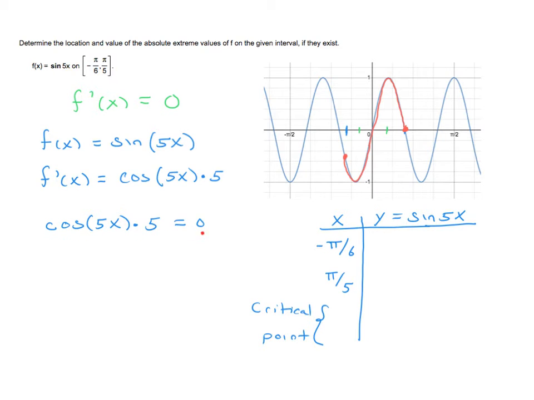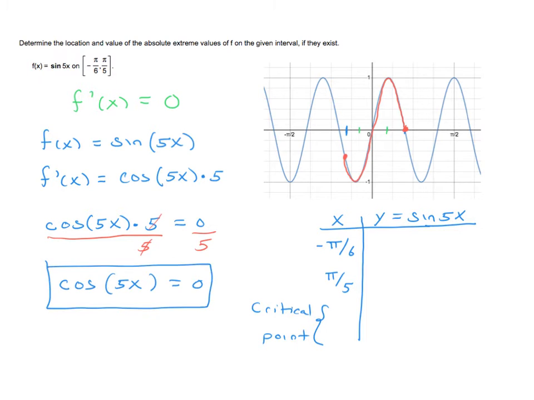This equation doesn't look too bad to start with. You can make it simpler if you divide both sides by 5. They cancel here, and 5 into 0 just leaves it at 0. So this is cosine of 5x is equal to 0. If we can solve this equation, it'll give us these critical points that we can put here on our table to figure out the absolute max and the absolute min. So that is all we need to do to solve this question. What we're going to do is solve this equation to find these critical values.